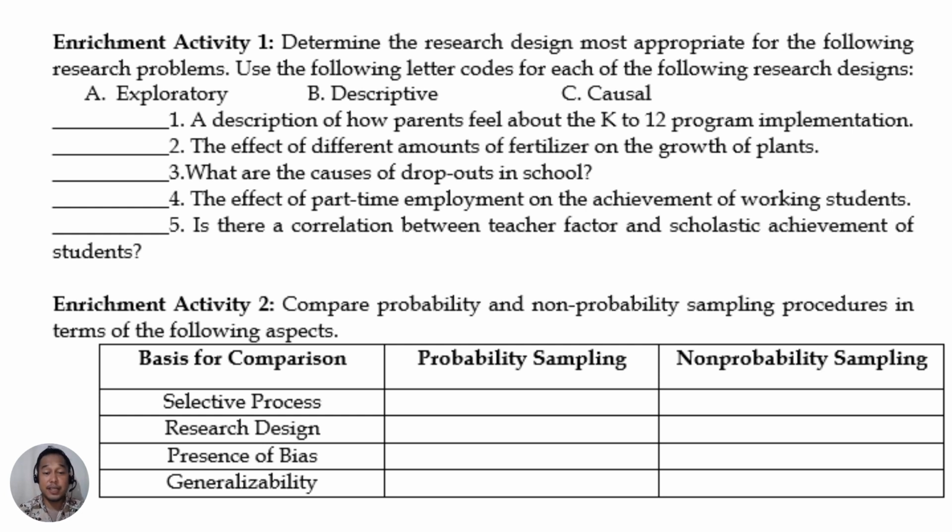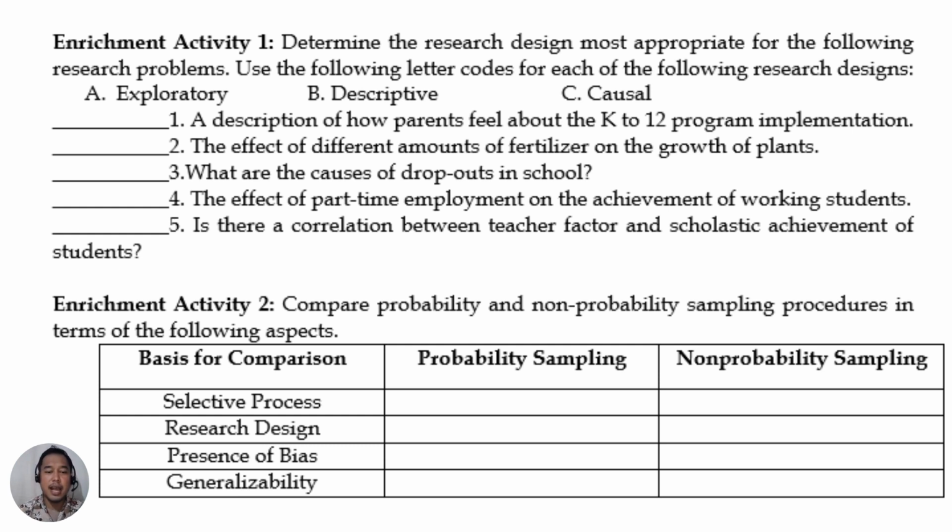Now, for enrichment activity number two, all you need to do is compare probability and non-probability sampling. For probability, the key there is randomization. When you say randomization, you're giving equal chance to everyone that they will be able to join in your research study. You're giving them equal chance, and that is what we mean by randomization. For non-probability, you are simply choosing someone who will be part of your research study.